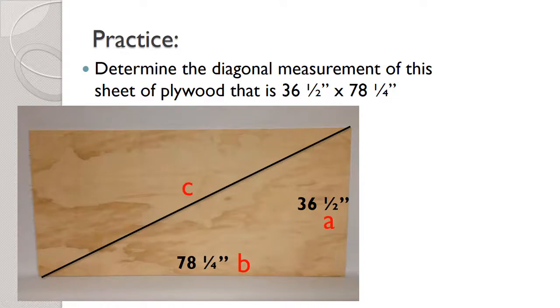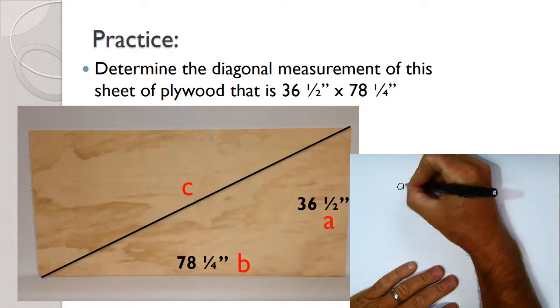Okay, well, first of all, 36 1/2 must be our shorter dimension, and 78 1/4 is the longer dimension on that plywood. C is the diagonal measurement across, the hypotenuse. A will be 36 1/2 and B is 78 1/4. So I think we should all agree on that. And now we can apply the Pythagorean theorem.